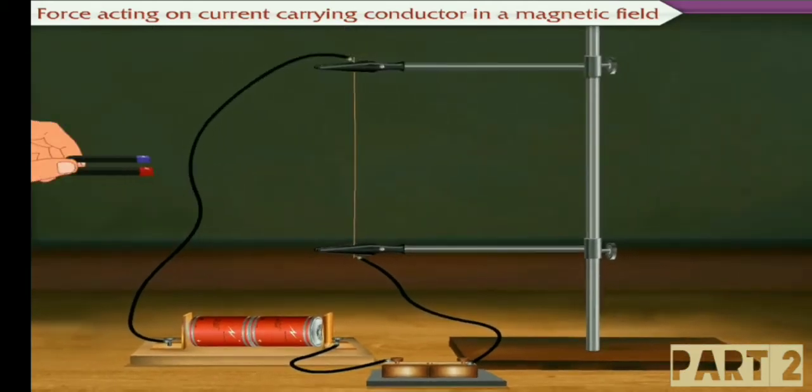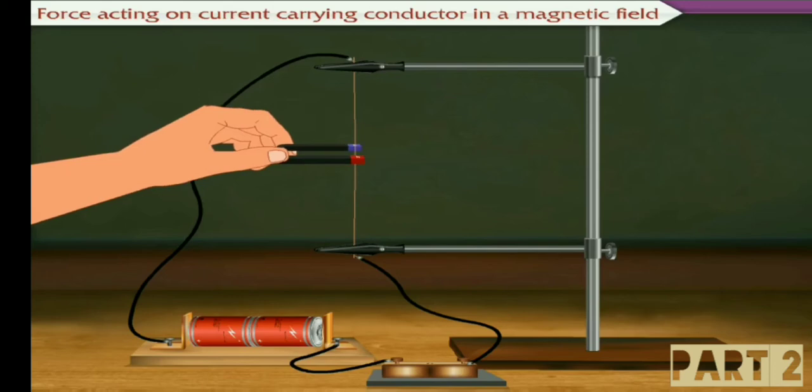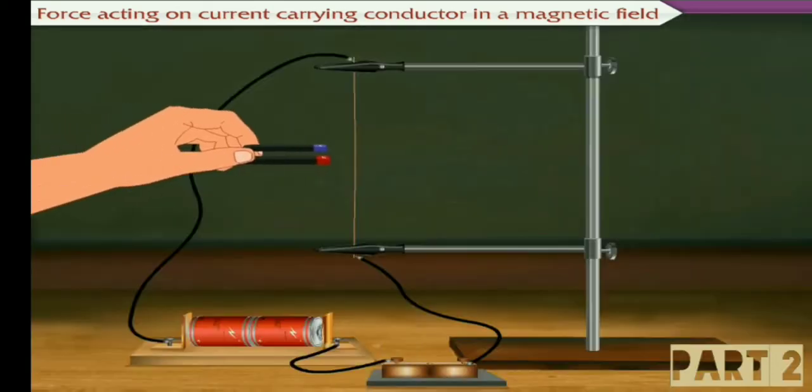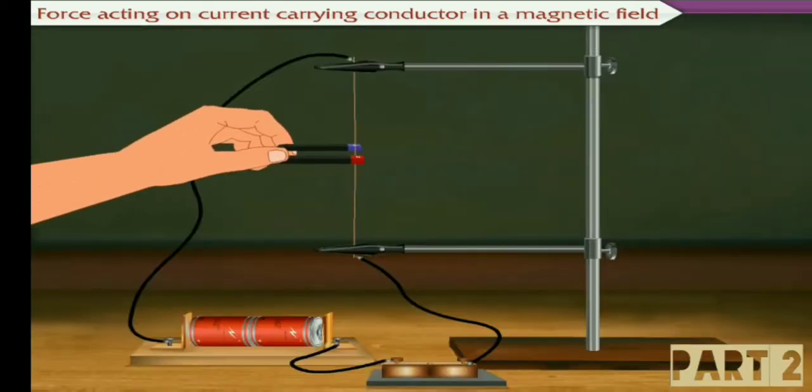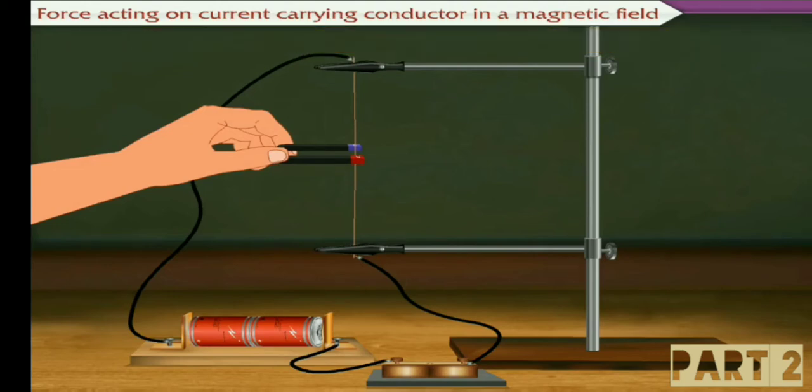First, we shall take a horseshoe magnet. Let us hold it in such a way that the copper wire is between the poles of the horseshoe magnet. What do we observe? We do not see any movement in the copper wire. This indicates that whenever a current is not flowing through the wire, it remains straight. Let us mark this position of wire as A.